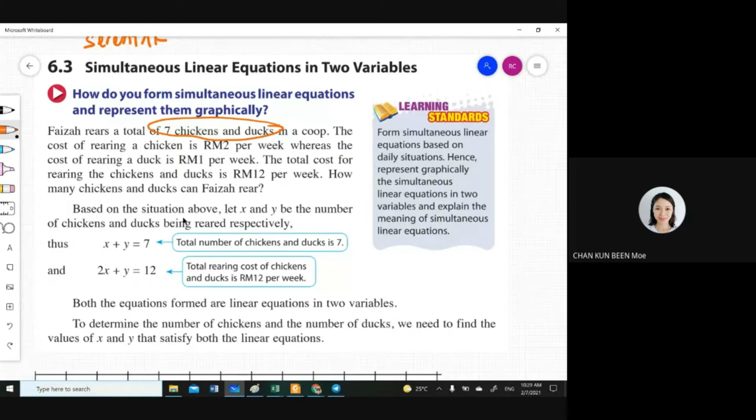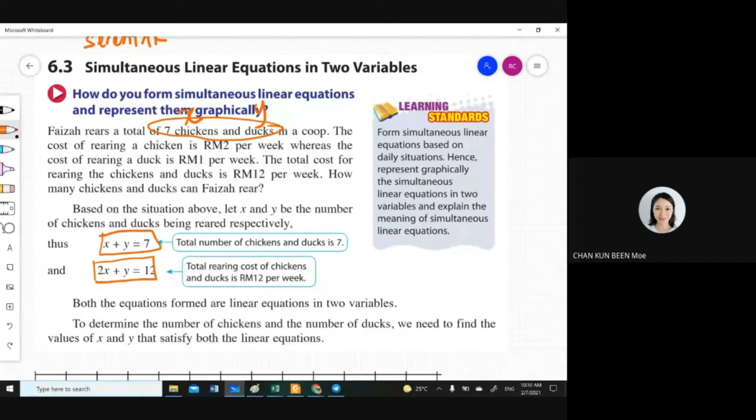Okay. Based on the situation above, let X and Y be the number of chicken and ducks being reared respectively. So we have X and Y to represent the chicken and the duck. Thus, they can form up the equation already whereby X plus Y, chicken plus duck, is equal to 7. So this is the first one. And then using the cost of rearing, 2 ringgit for chicken, so 2X, 1 ringgit for duck, so 1Y, meaning it is Y only. 2X plus 1Y is equal to 12 ringgit per week. So 2X plus Y equal to 12. That is how we get the simultaneous linear equation for this one.